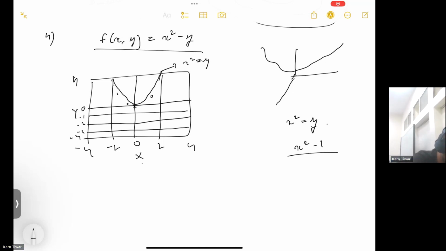So see, x square equal to 1. If x square equal to y, then this is the line I'm getting. The whole value is 0. In the contour plot, one whole diagram represents the same value of a function across that thing.